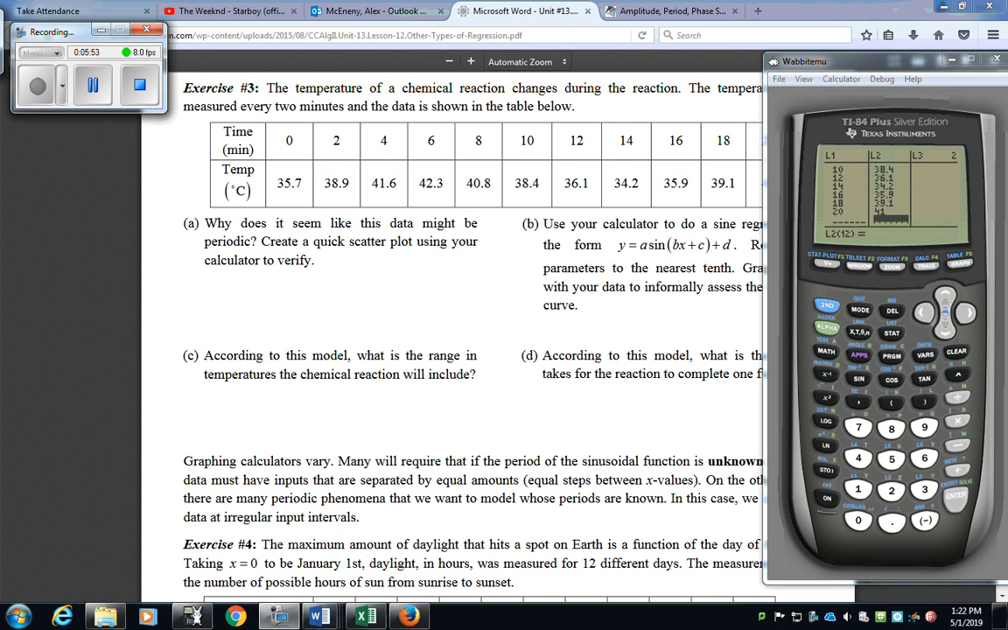So I have all my data points in from the table, and we're going to run through the questions for exercise 3. And for part A, it talks about why this data seems like it might be periodic. And periodic we haven't talked about before, because we haven't done the trig unit yet. But periodic just means that there's kind of a repetition, kind of like a wave, if you're talking about the water, that would kind of flow up and down and kind of cover the same amount of values.